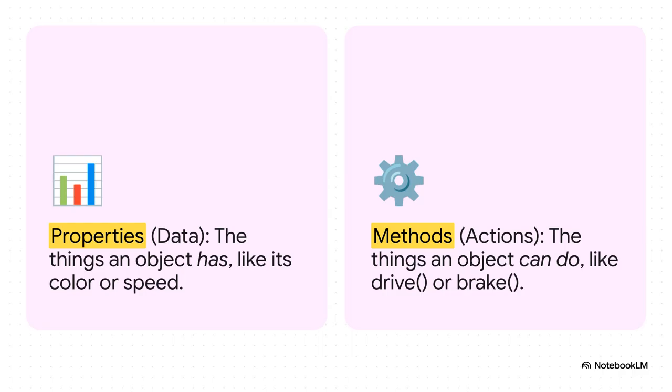First, you've got its properties. These are the things the object has. So for a car, that's its color, maybe its current speed. And then you've got its methods. These are the things the object can do, like driving or braking. OOP is all about bundling that data and those actions together into one neat, tidy package.